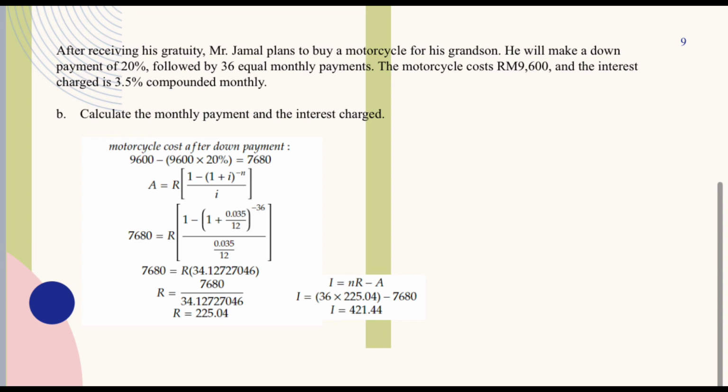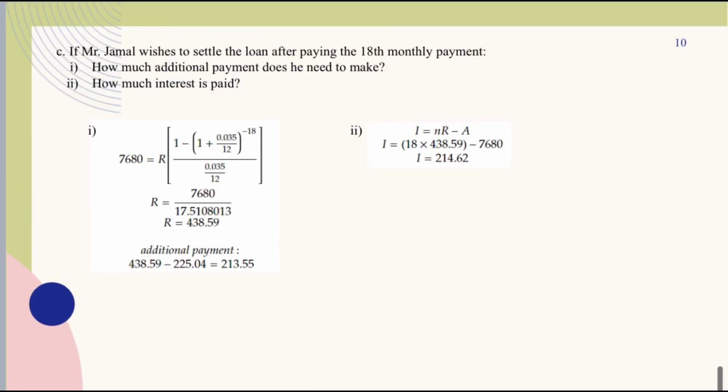For interest charge, the formula is interest equals NR minus A. So N is 36, R is 225.04, and A is 7,680. So our interest will be 421.44.